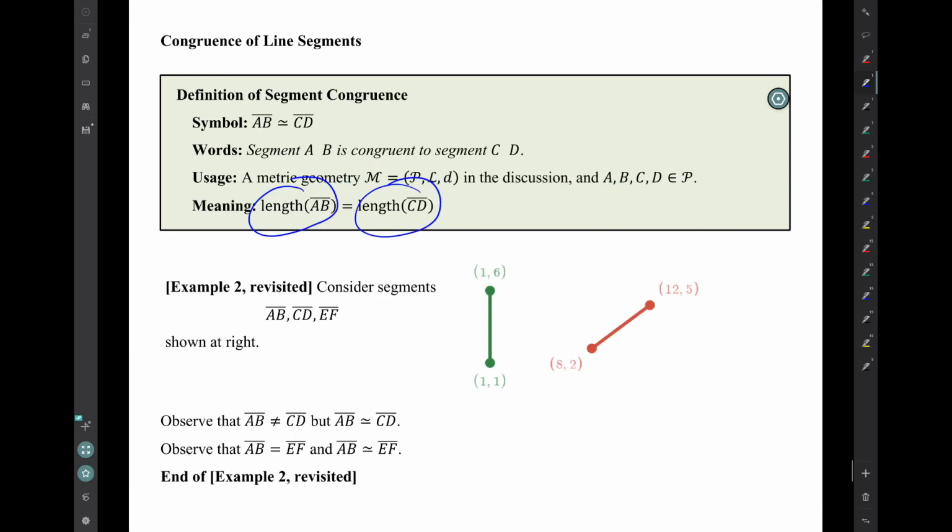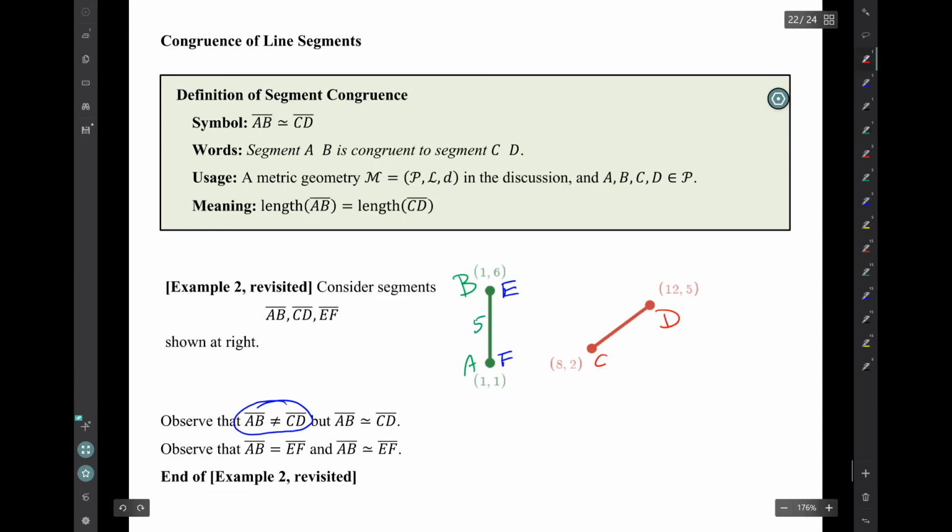So let's go back to those segments that we considered earlier in the video. Here's segment AB, here's segment CD, and here's segment EF. Remember from before, we saw that segment AB was not equal to segment CD, but they are congruent. They both have a length of 5. So we can say that those segments are congruent. They're not equal, but they are congruent. On the other hand, segments AB and EF are equal as segments, and they're congruent as segments. They're the same set of points, and the segments have the same length.